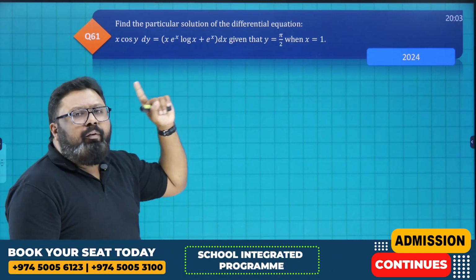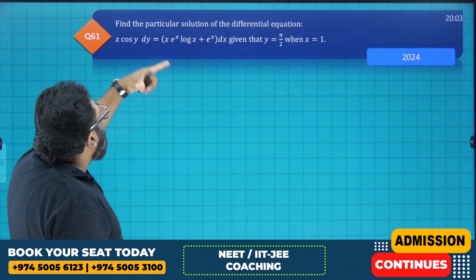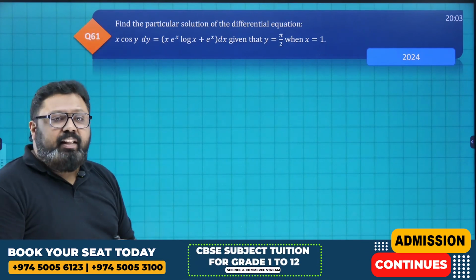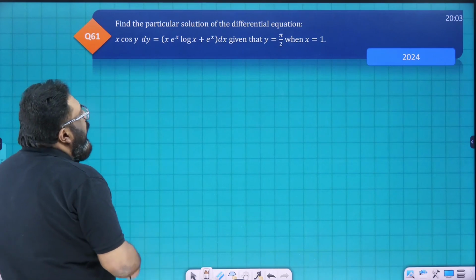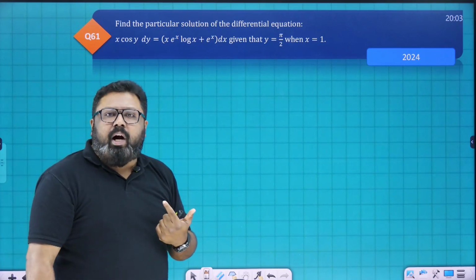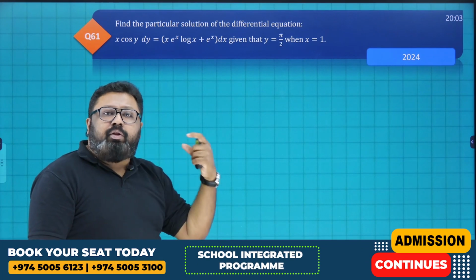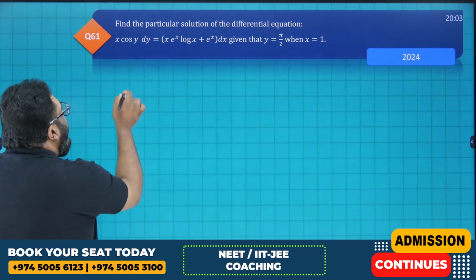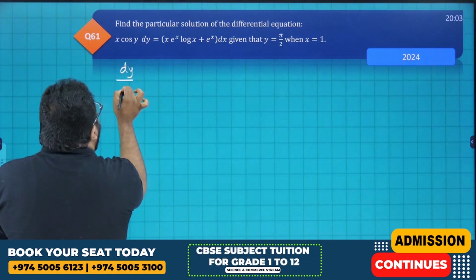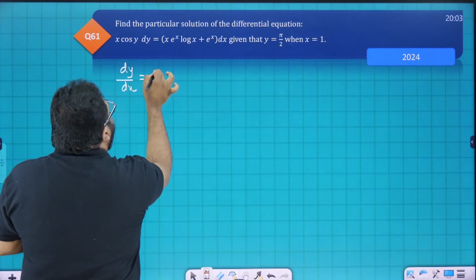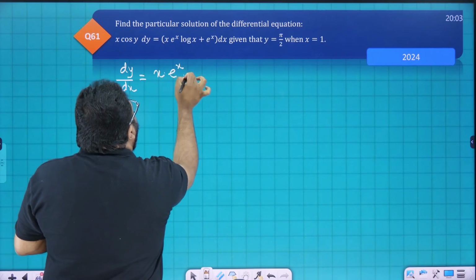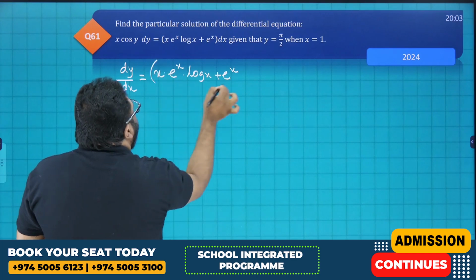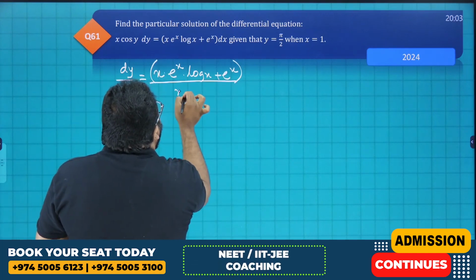Now, is it a linear differential equation? No, it's made up of so many terms of x and y. Cos y is not a single y. So it's basically variable separable form. And what does variable separable form say to us? You should be able to write it as a function of x into a function of y, or a function of x divided by a function of y. So can I write this as dy by dx is equal to x into e raised to x log x plus e raised to x, divided by x into cos y?